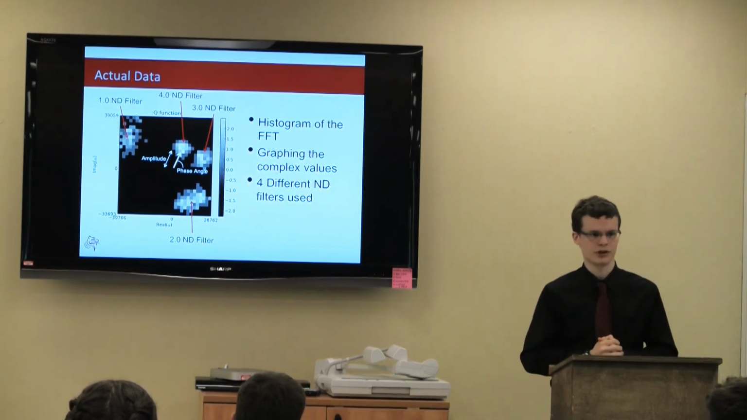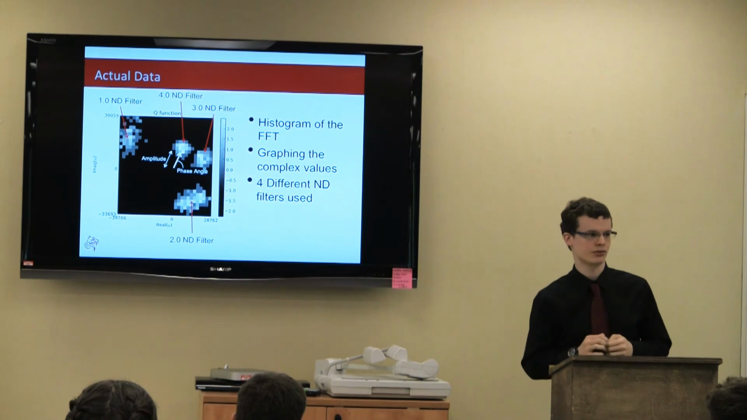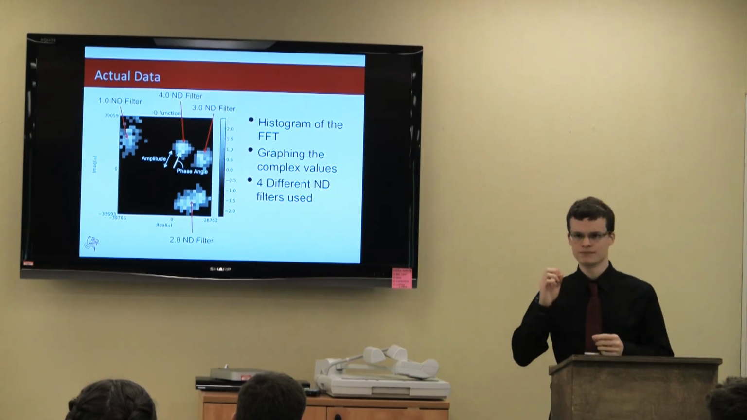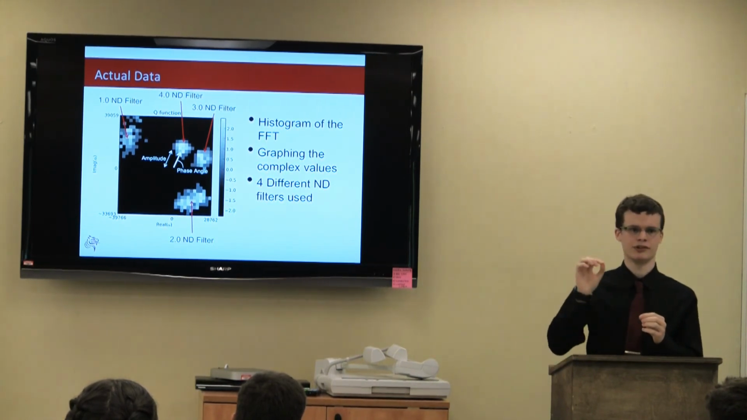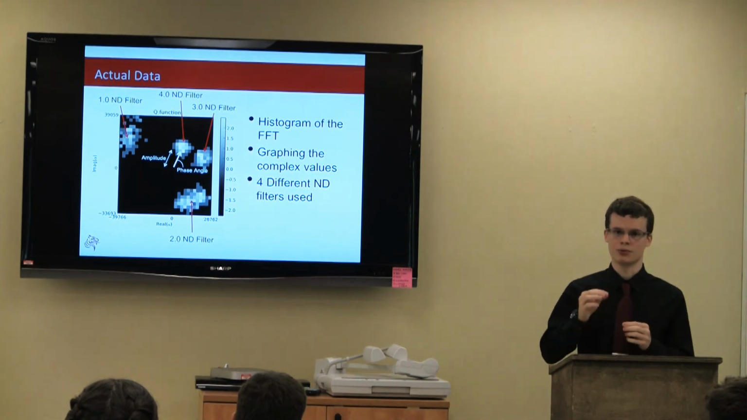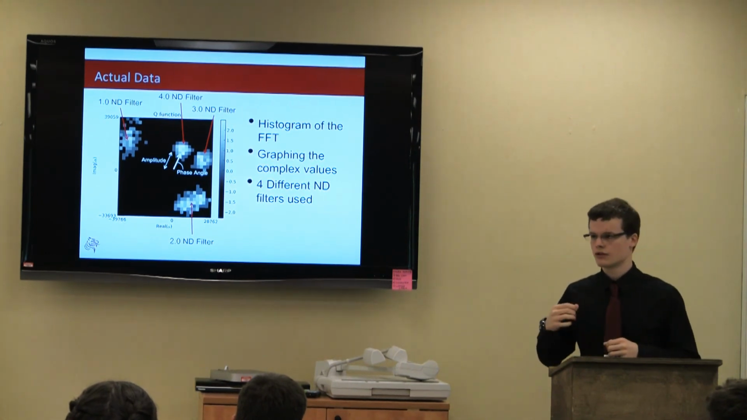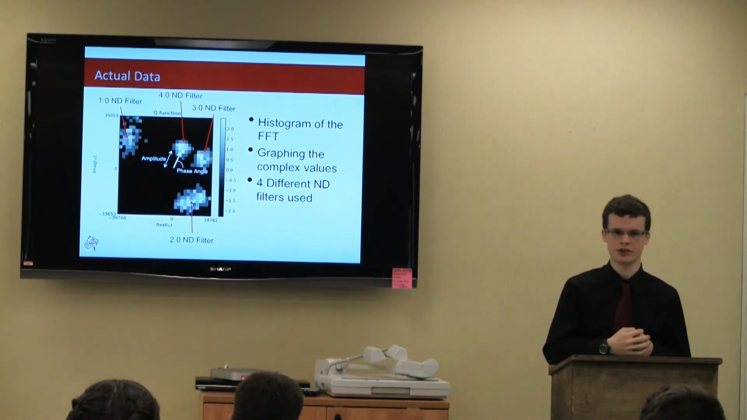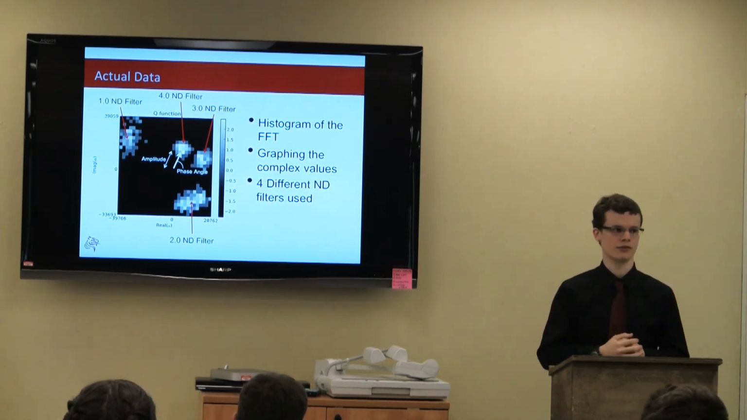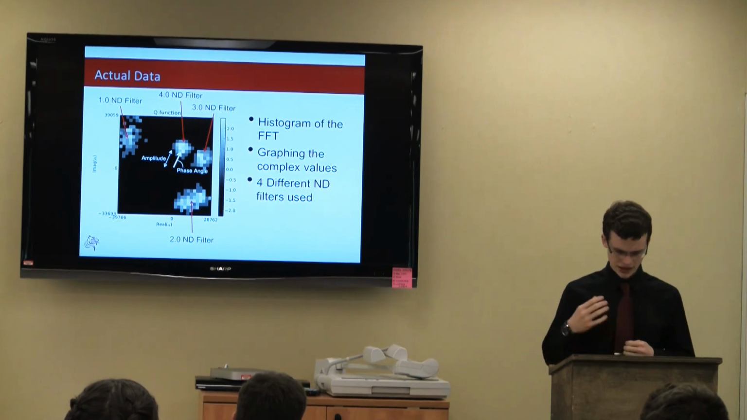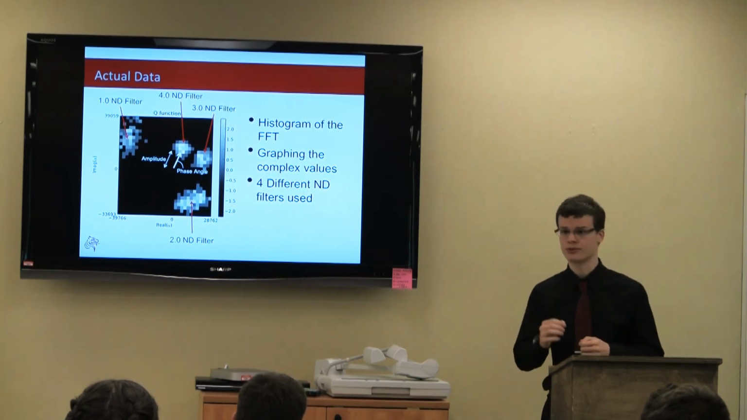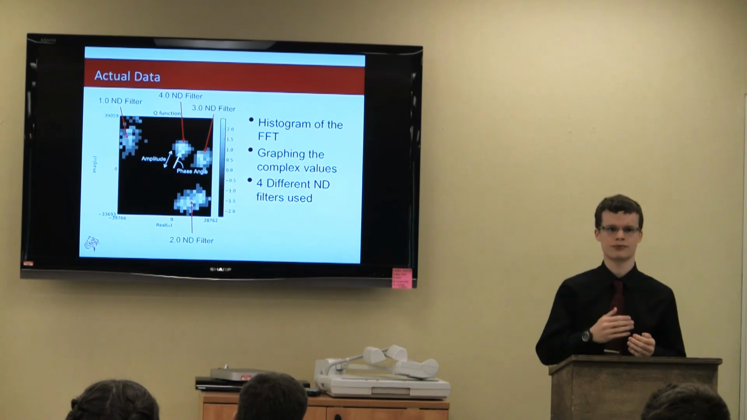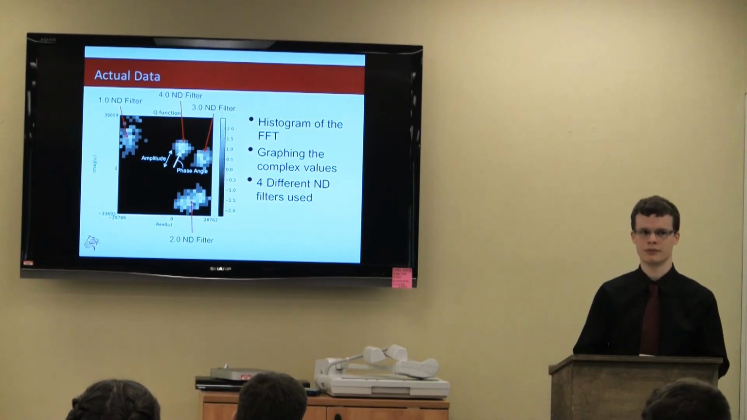The way to interpret this graph is that the measured strength of the mode is basically the distance that a point is from the origin of the graph. And the angle that point is from the horizontal axis of the graph is the phase angle of the mode. This graph is actually a combination of 4 different data sets. So we used 4 different filter values in front of our signal beam.